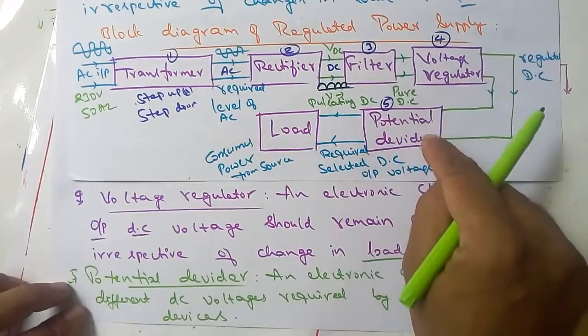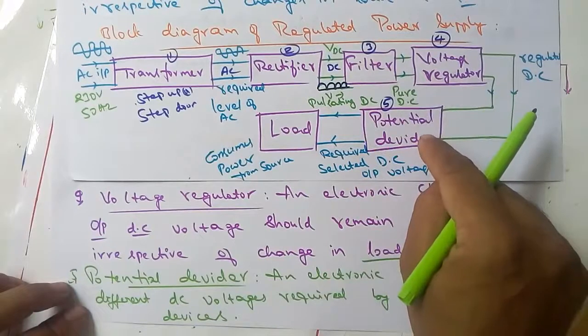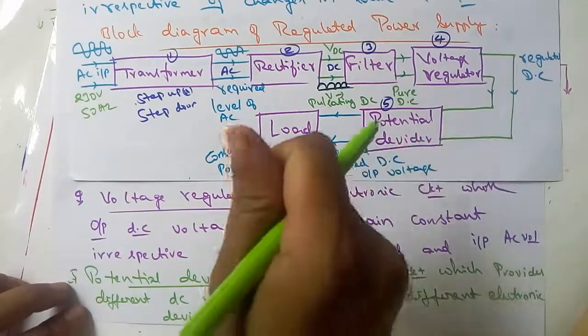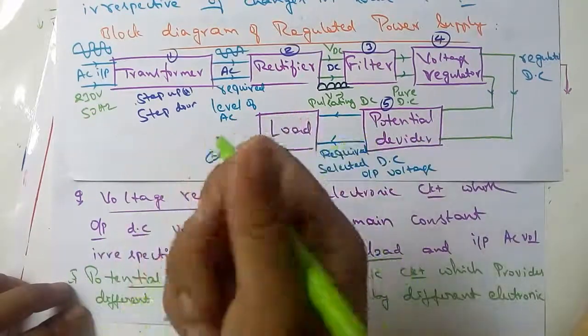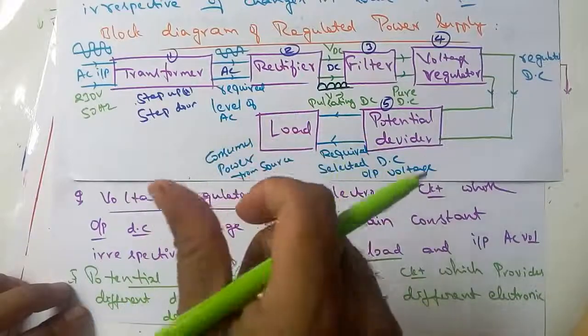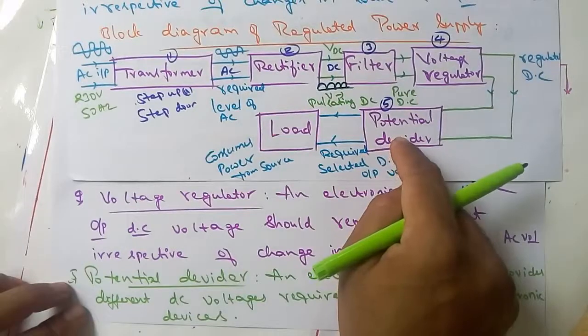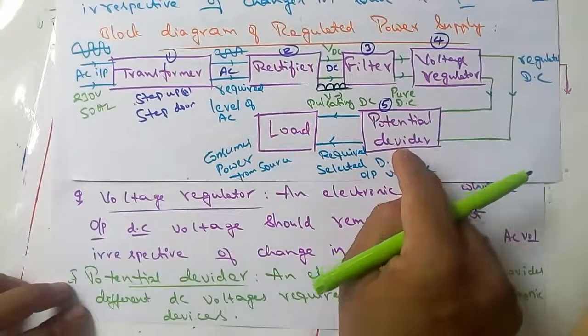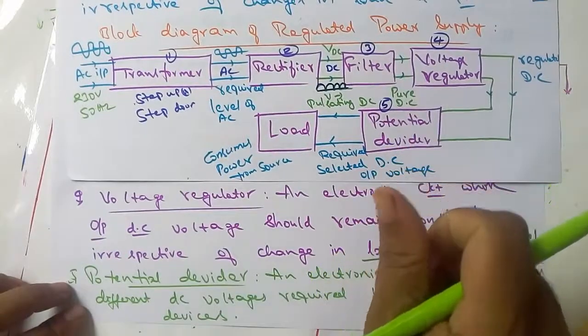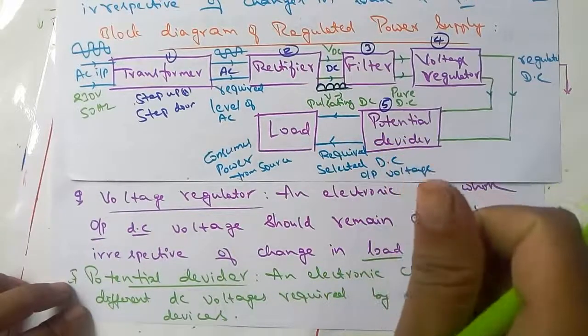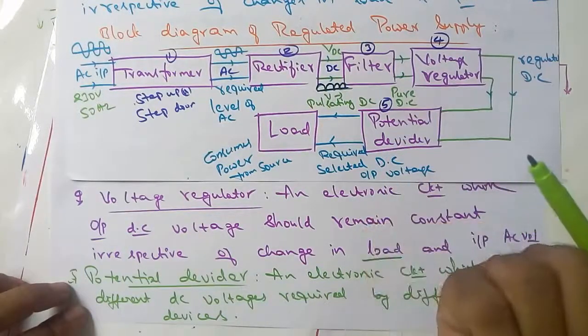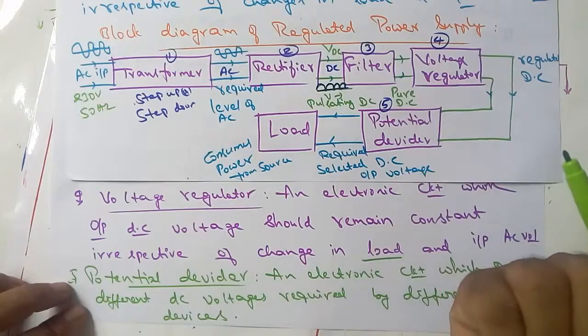In that manner we have to use the potential divider. A potential divider is like a button, a volume controller, that you turn step by step. In our laboratory it is there. In the first step it gives 2 volts, in the second step 5 volts, the next step 8, the next step 10, and the next step 12 volts. In that manner it gives the voltages.